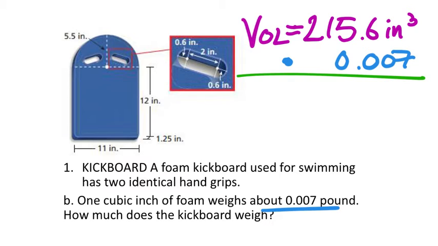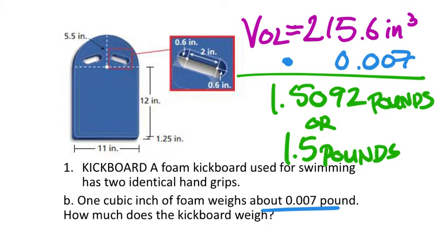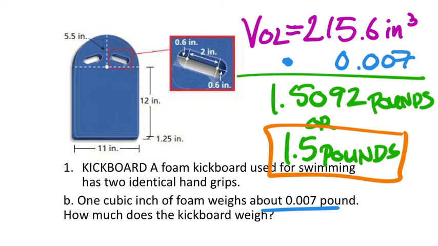Now, of course, that's 1 cubic inch of foam for 0.007 pounds. So if you prefer to look at that as a unit rate, you can. You should get the same answer. So for me, my calculator is showing 1.5092. And again, this would be in pounds. But I mean, it's going to round this to the nearest tenth. I'll say it's 1.5 pounds. And again, the assignment should specify how accurate it wants that value.